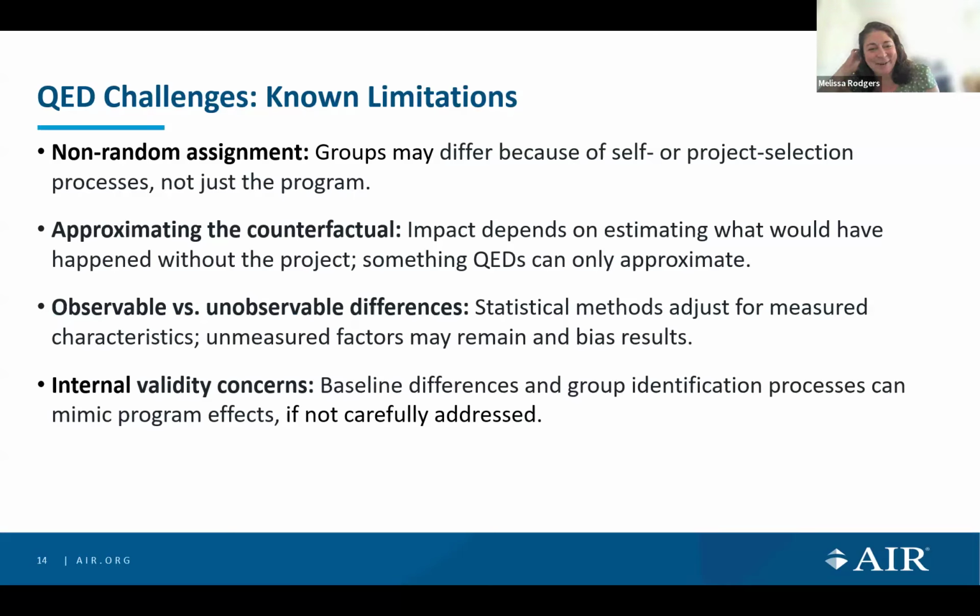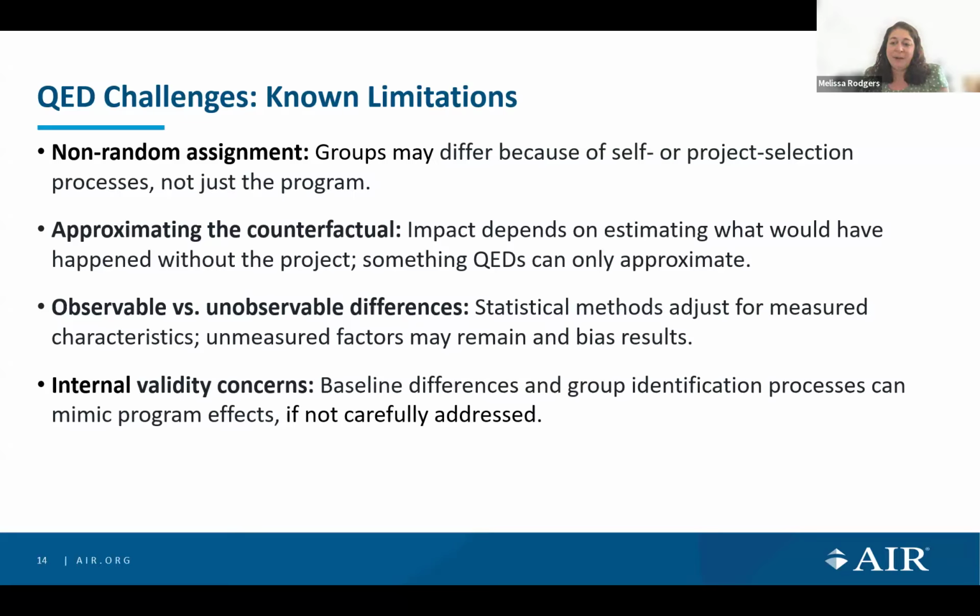Second is approximating the counterfactual. So the counterfactual is the best estimate of what would have happened if the S-STEM project had not occurred. And that is the main reason for including a comparison group, and one that would be balanced and similar in baseline characteristics to your treatment group. Since we don't have a true randomized counterfactual, QEDs can only approximate this impact estimate. Third, observable versus unobservable differences. Statistical methods can adjust for measured characteristics, but unmeasured factors will undoubtedly remain and may result in bias in the results.